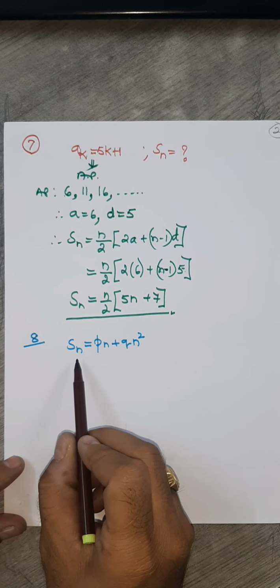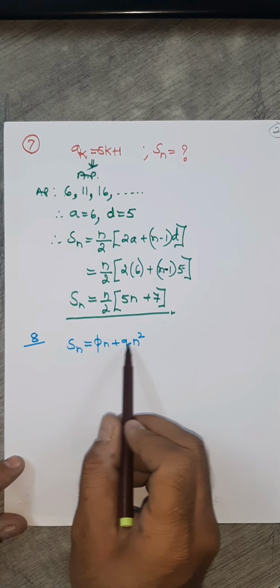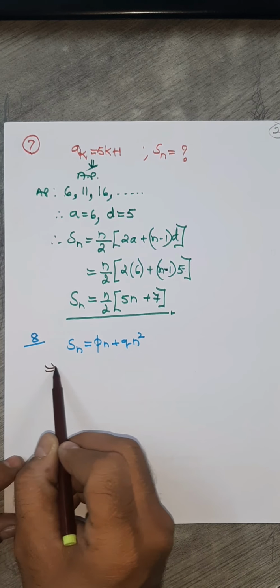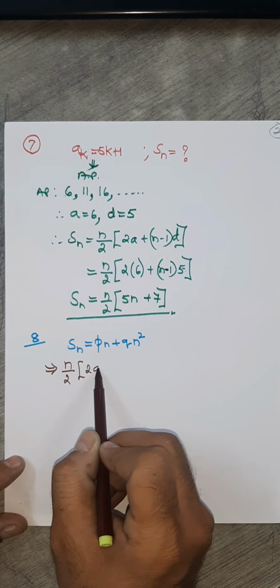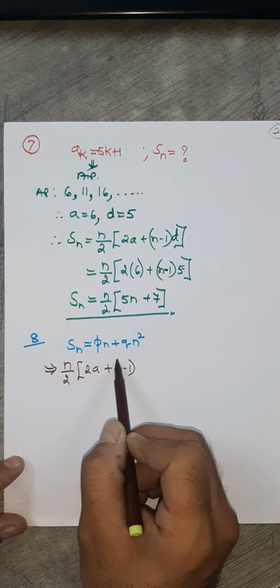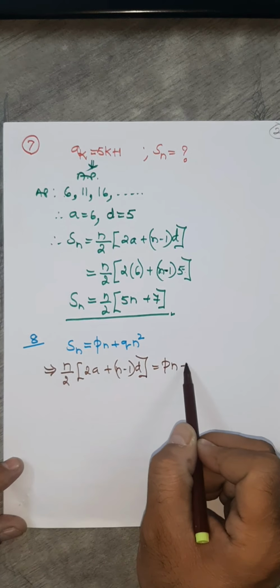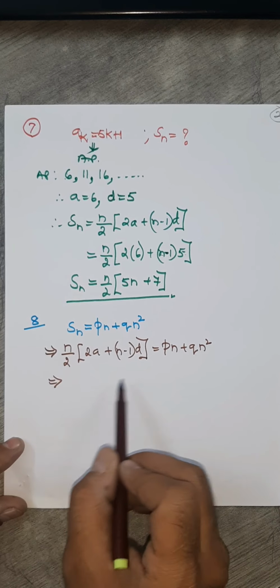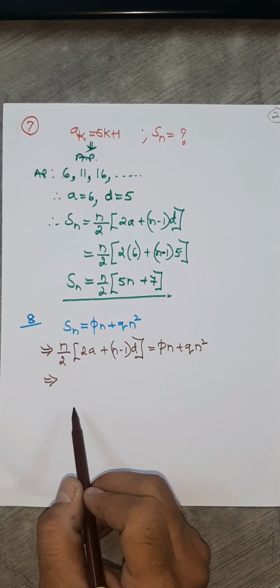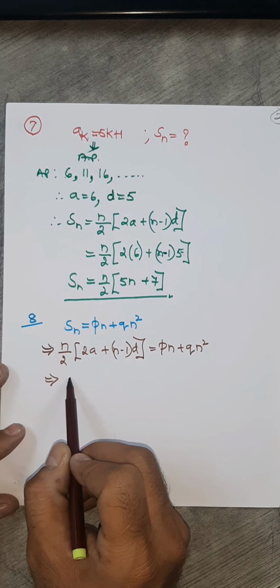The 8th question: for an arithmetic progression, Sn is given as pn plus qn square. Now write the formula for Sn. We know n by 2, 2a plus n minus 1 into d equals pn plus qn square. Okay, now I'll open the bracket here. If I open the bracket, this 2, 2 will get cancelled.